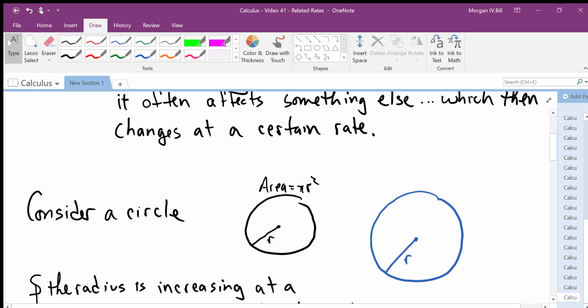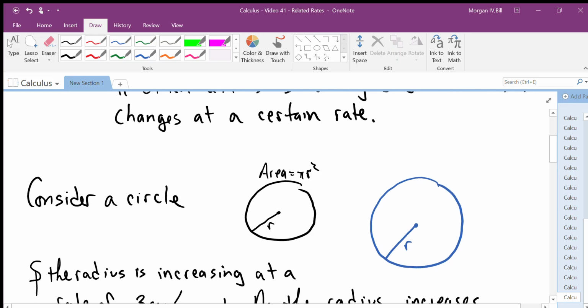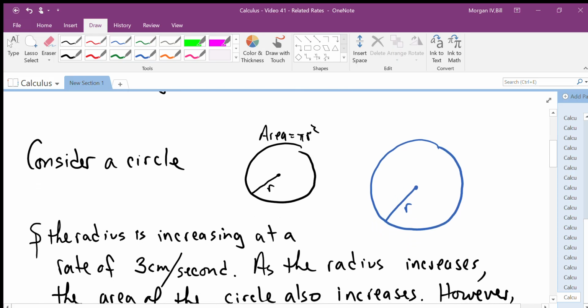What happens is, as the radius of the circle increases, the area of the circle must also increase. Like you have the blue circle there, right? As the radius gets longer, the area of the circle increases. If that radius is changing at a particular rate, then the area of the circle also will change at a particular rate. The rate at which the radius is changing is connected to the rate at which the area is changing. Those are related rates.